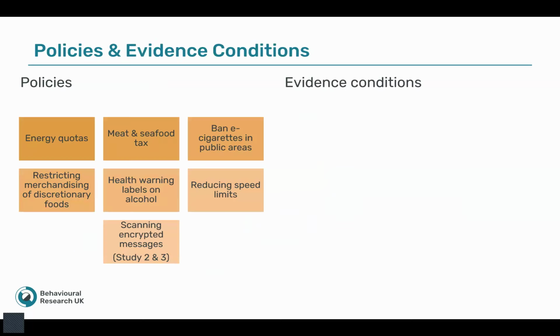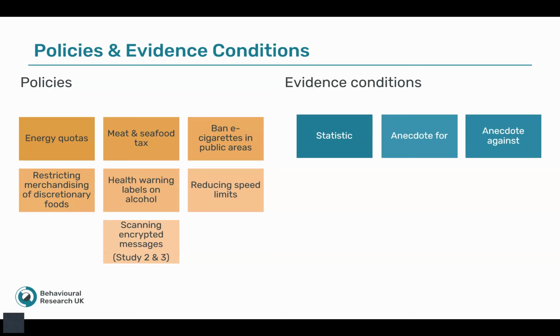So in terms of policies, if we go next, in the orange boxes here, we wanted a wide array of policies that hadn't been rolled out nationally across the UK, across different types of societal challenges. So you can see energy quotas and taxing meat and seafood for thinking about climate and environmental issues. We have things like banning e-cigarettes, restricting merchandising on discretionary foods, health warning labels on alcohol for public health. As well as when we think about community safety and resilience, we looked at reducing speed limits to 20 miles an hour in urban areas and scanning of encrypted messages for illegal content regarding child online safety.